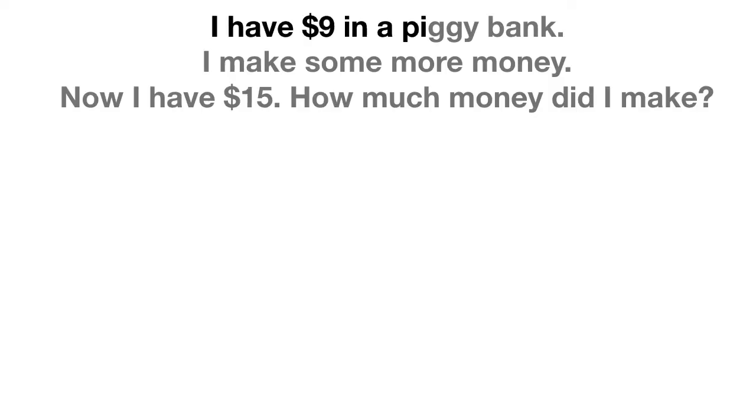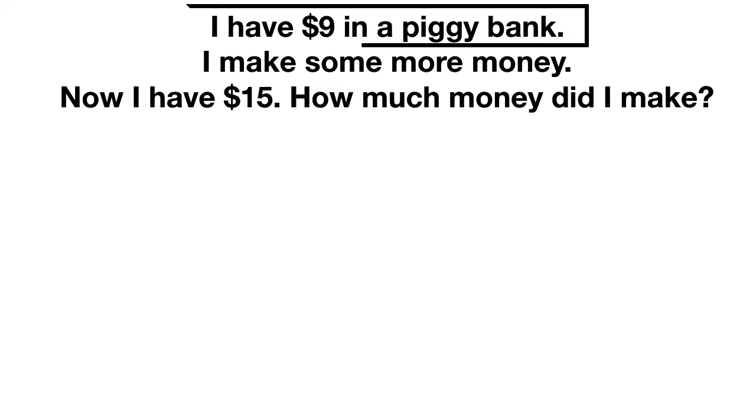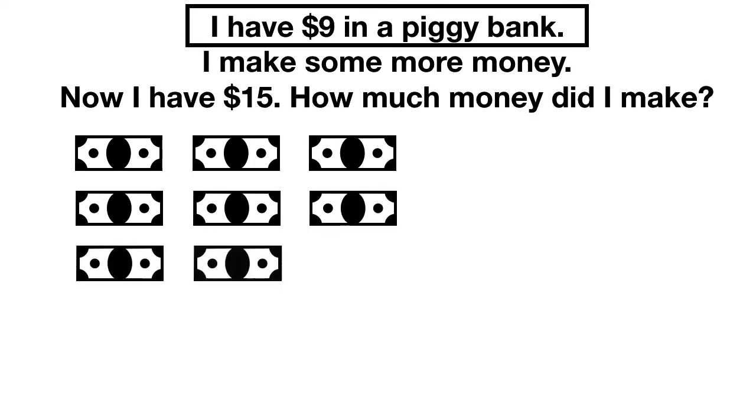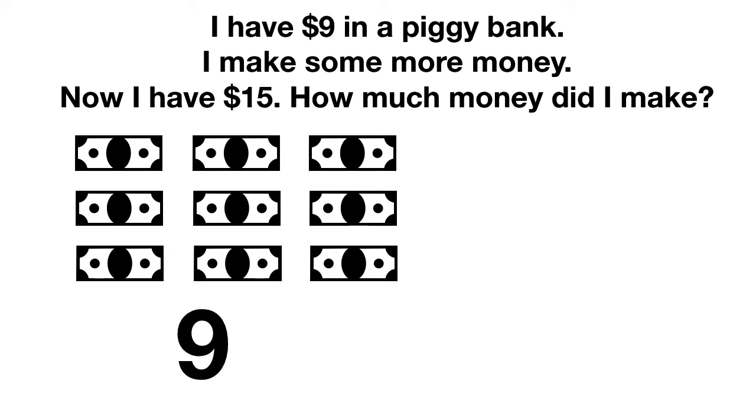Now let's do one together. I have $9 in a piggy bank. I make some more money. Now I have $15. How much money did I make? Well, how much money did I start with? The problem says I have $9 in my piggy bank, so we could show $9 bills. 1, 2, 3, 4, 5, 6, 7, 8, 9. Or we could write a 9 into our number sentence.